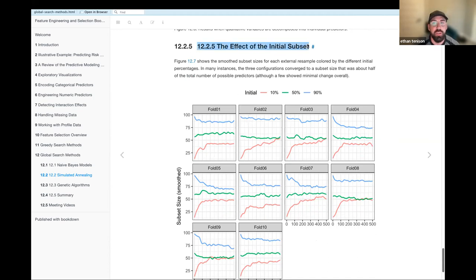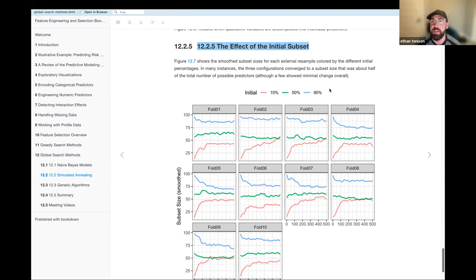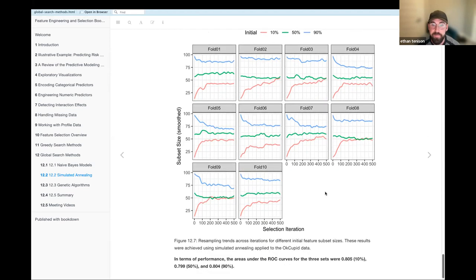Another thing that you can use to see if your predictor space is a good fit or not is to look at different sizes of initial subsets. That's something that you set. So you say, I want subsets to have 10% of the predictors in each subset, 50, or 90%, where almost all of the predictors would be in each. And you can see that through cross-validation, most of the time they converge. When you use more predictors, it converges downward, and when you use fewer, it goes upward, and that's pretty consistent.